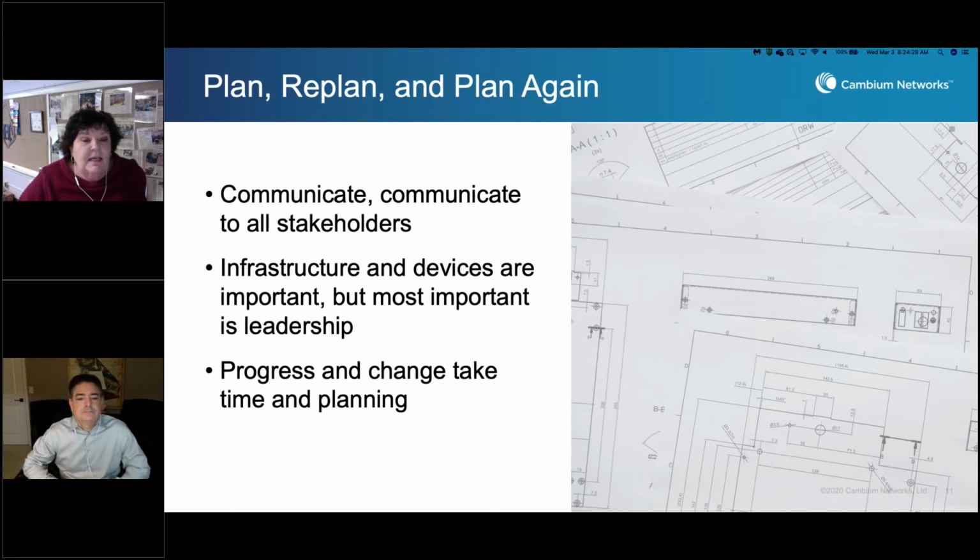So I think that for us as a district, our most important part is that we're always communicating with our stakeholders. We're always making sure that our infrastructure and our devices work. Now, do we have issues? Yes, we have them sometimes, but we try to solve them very quickly and try to move forward.